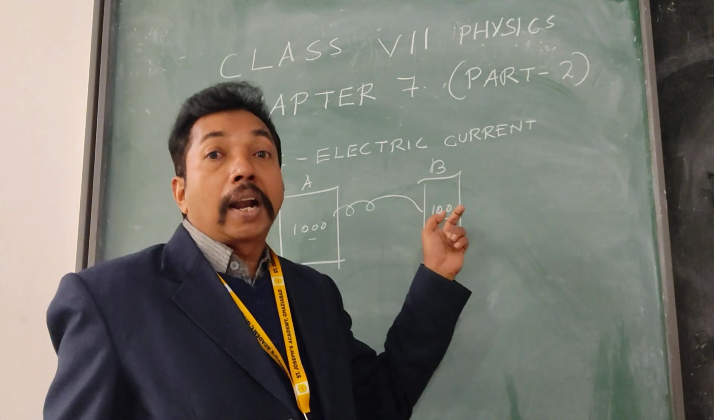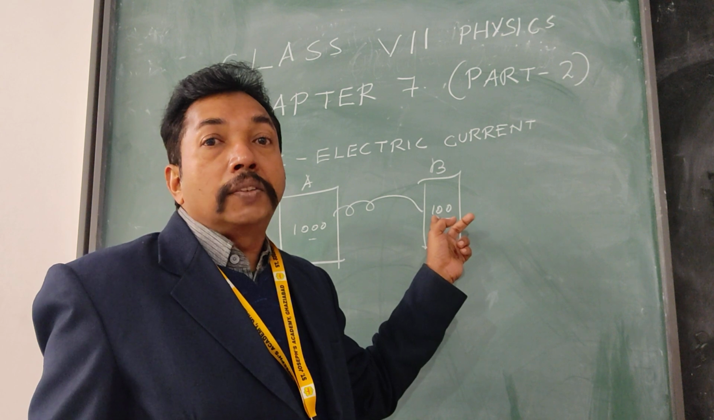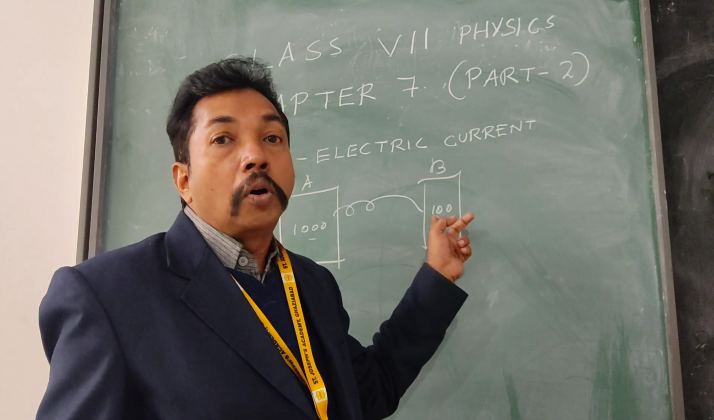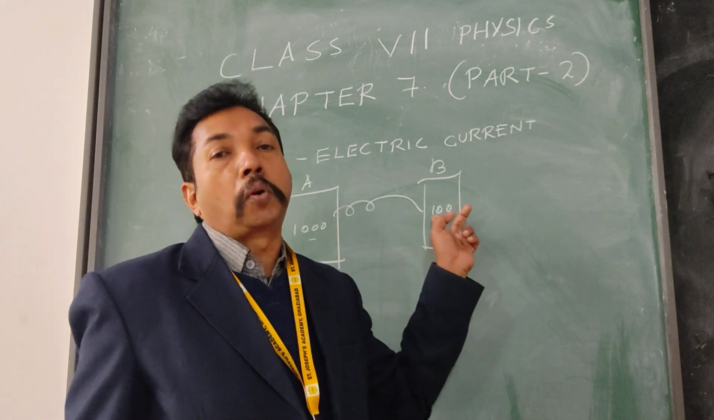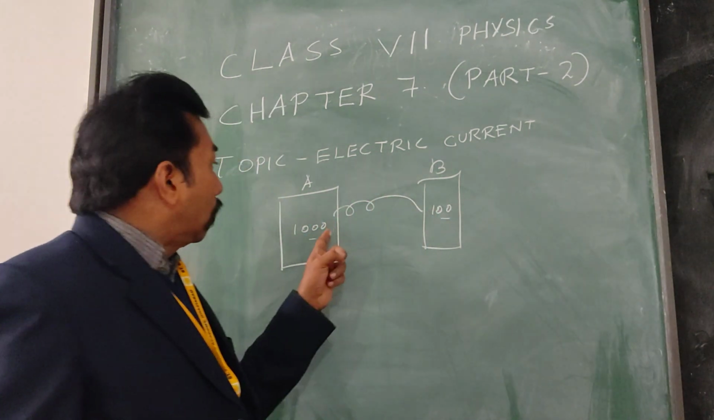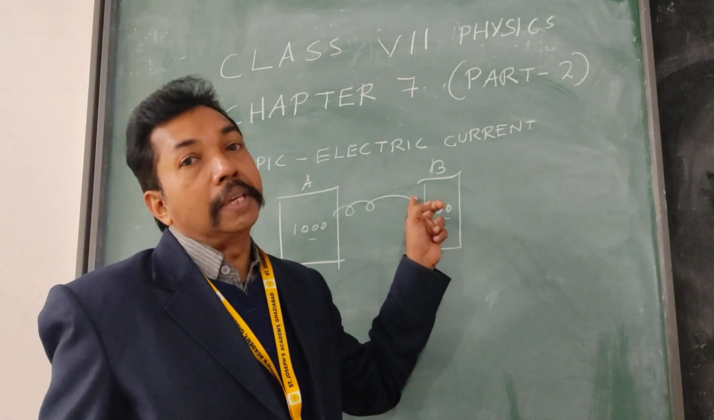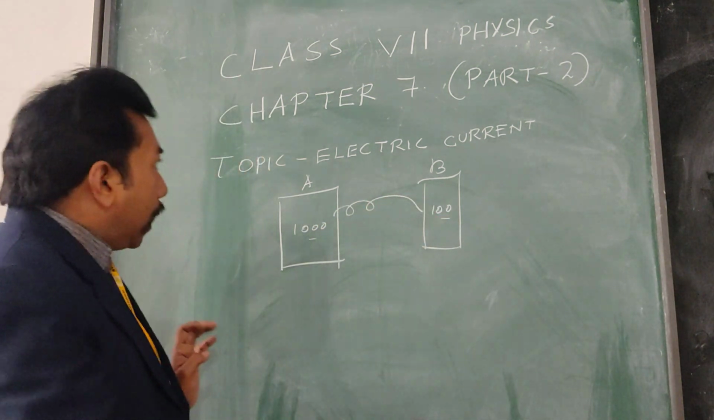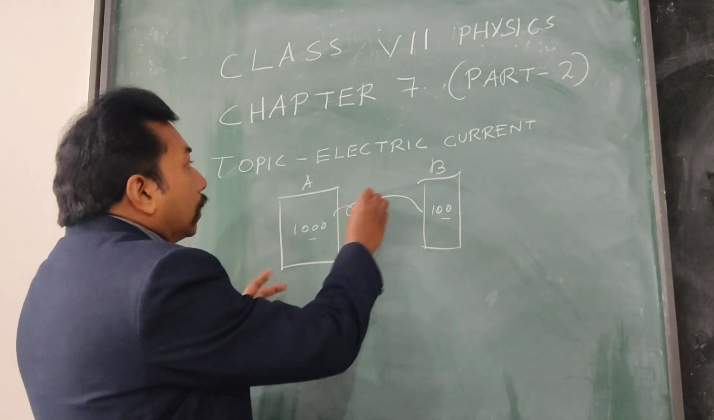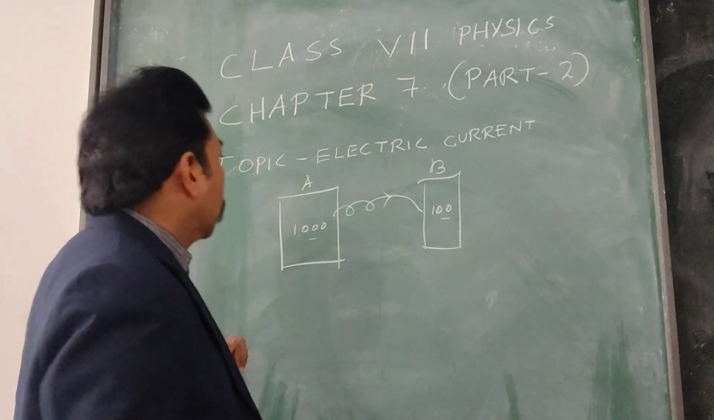Here B has 100 electrons. It means the body B has 100 electrons more than the number of protons. And if they are connected to each other, the electrons in this case go from A to B. So in this case, the direction of flow of electrons is from A to B.